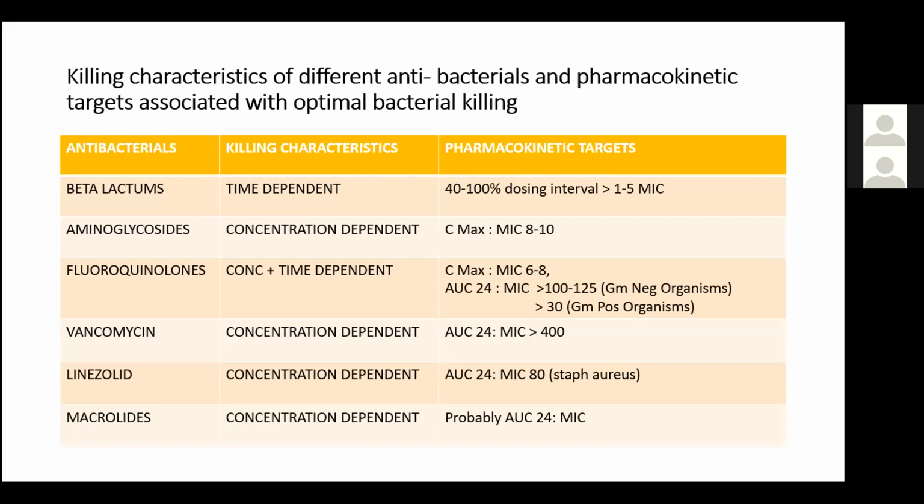Now, this is a chart showing the killing characteristics of the different antibacterials and pharmacokinetic targets associated with optimal bacterial killing. Like the beta-lactam antibiotics, I've been told they have time-dependent killing. So 40% to 100% of the total time duration, the drug concentration has to be above a specific level. And the MIC can be from the range of 1 to 5. Aminoglycosides exhibit concentration-dependent killing with a Cmax to MIC ratio of 8 to 10.